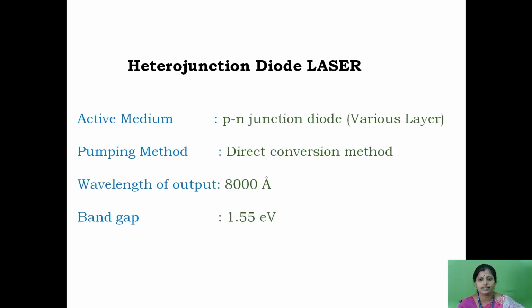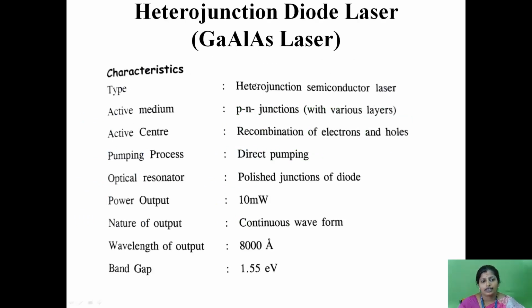Characteristics of the heterojunction diode laser. Which type of laser? It is a heterojunction semiconductor laser. The active medium is a PN junction diode using gallium aluminum arsenide. In the active center, in between the gap, recombination of electrons and holes occurs. The pumping process is direct pumping, where electrical energy is converted to light energy. On both sides of the active medium, an optical resonator is considered, using polished optical mirrors. The polished surface is a partially reflecting mirror only.